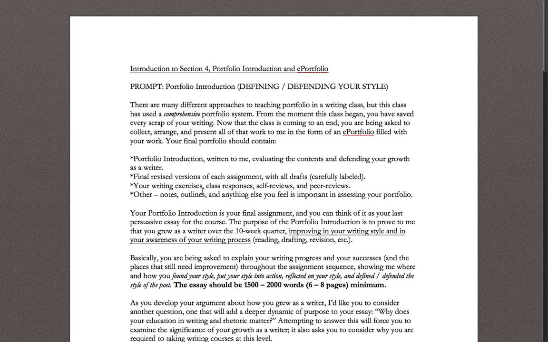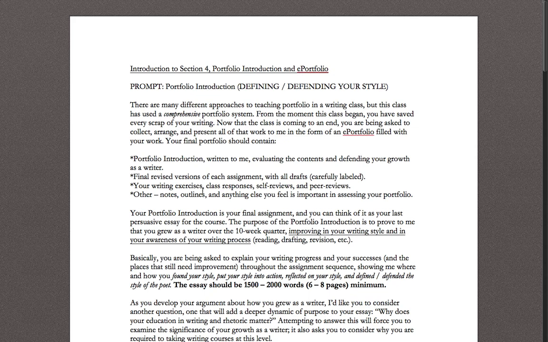The purpose of the portfolio introduction is to prove to me that you grew as a writer over the 10-week quarter, improving in your writing style and in your awareness of your writing process, your reading and how that affected what you wrote, your drafting and how that affected how you thought about your topic and your audience, your revision and how that captured or was able to successfully achieve the purpose you set out to do, etc.